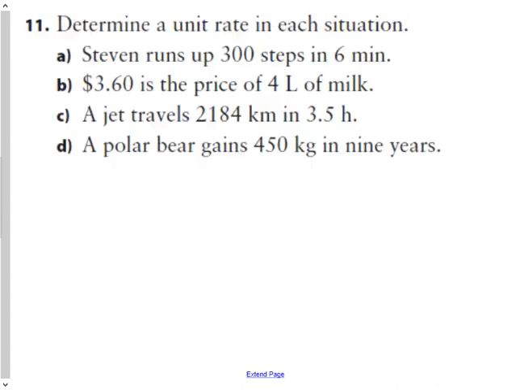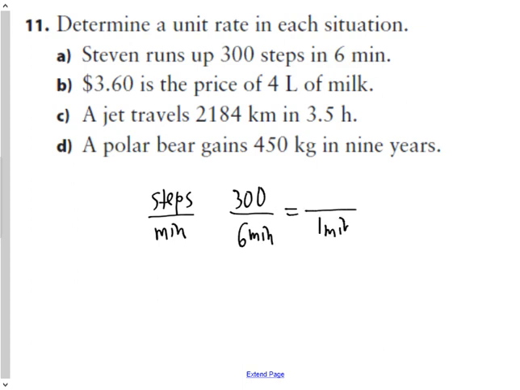Question 10 we skipped because it's a measurement question. Question 11 says determine a unit rate in each situation. So for A, we have a choice to make. Do we want steps per minute, or do we want minutes per step? When we look at these two setups, we probably want steps per minute, which means I'm going to keep steps on top and minutes on the bottom. So I'm going to put 300 steps in 6 minutes. And in 1 minute, since I'm going to divide both by 6, I would learn that it's 50 steps per minute.